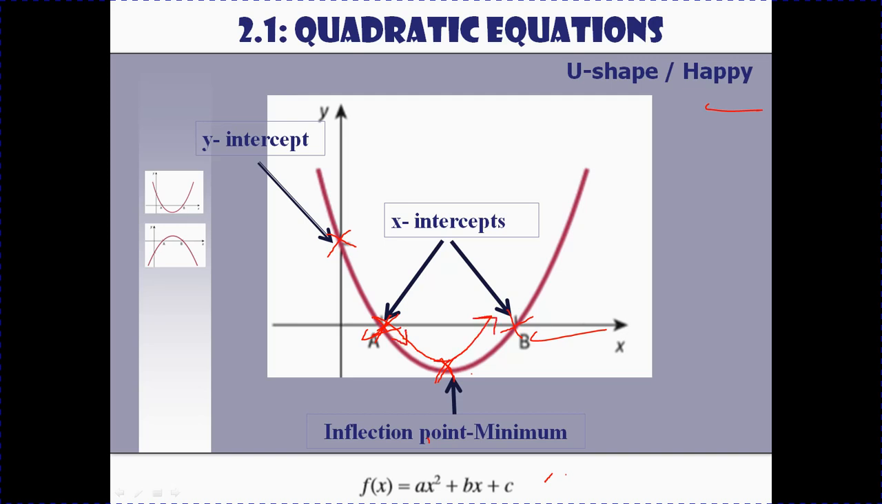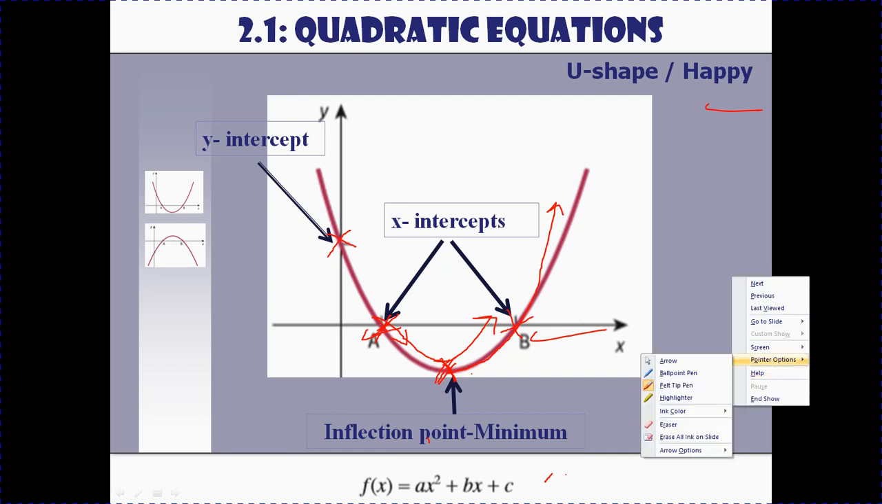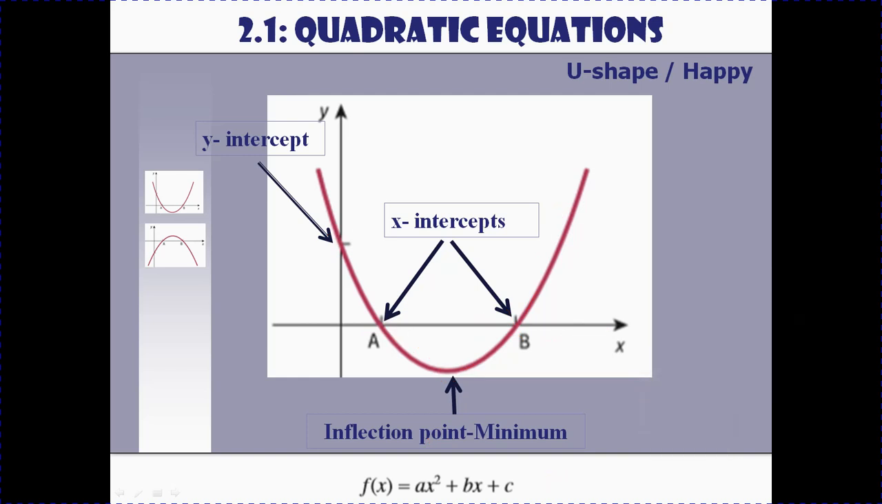Before this point, the curve was moving down, down, down until it reached this point, and then it changes its behavior and moves up, up, up. That's why we call this the inflection point. So in order to sketch any quadratic function, we have to determine these points or characteristics. Now, this is a smile function or happy function. We need to determine the y-intercept, the x-intercepts, and the inflection point, in this case the minimum.